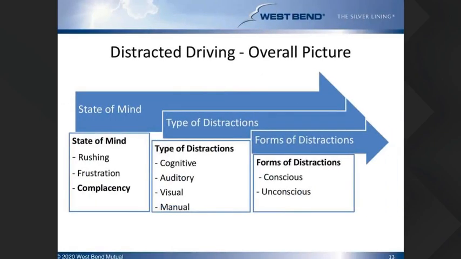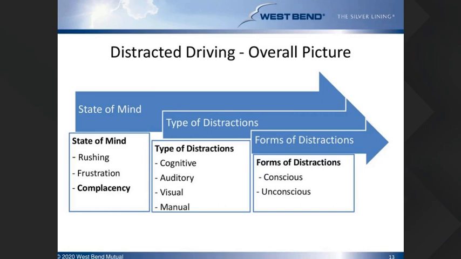So here's that overall picture. We see here that our state of mind can contribute or lead to us having distractions. So that rushing, that frustration, and a lot of what we see as employers is complacency with employees. I've done it this way for X amount of years. I've never had an incident or got injured, so why change it? I'm complacent on how I perform.